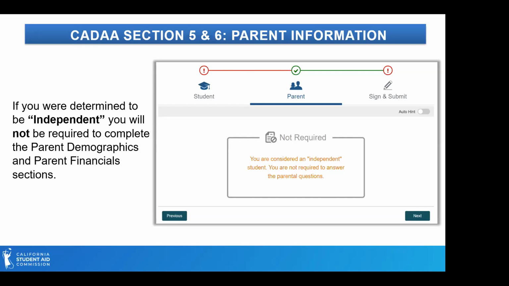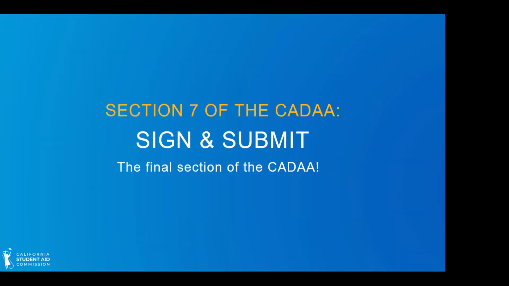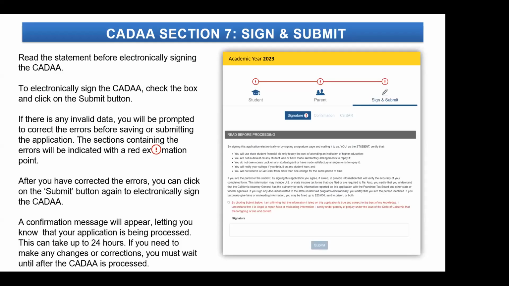All right, so now we are in the home stretch of filling out the California DREAM Act application. We've gone through the student section, they've selected their 10 schools, they've entered their parent information. So now comes the last part, which is the sign and submit part. Thankfully, it is not as complicated as the FAFSA. It is a fairly simple process.